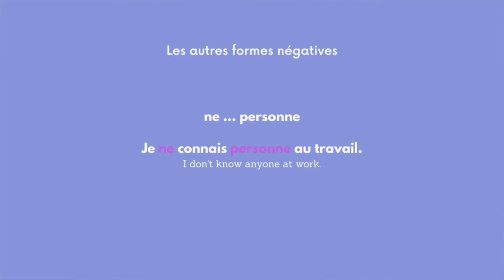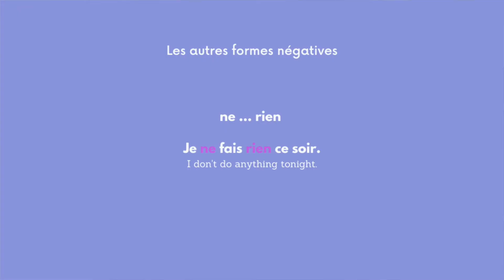The first one will be ne personne. Je ne connais personne au travail. It's surrounding the verb connaître. The next one will be ne rien. Je ne fais rien ce soir. You don't see any je ne fais pas rien ce soir. In this case, rien is actually replacing pas, but to say nothing, anything.